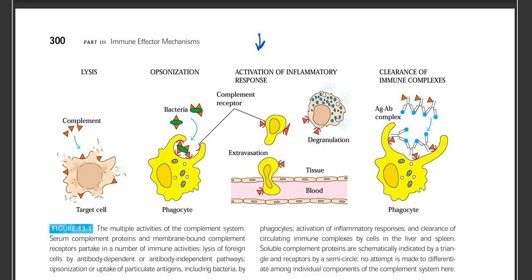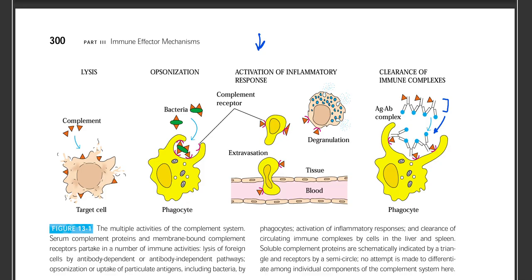So to avoid autoimmune disorder, the immune complexes have to be removed. The removal of immune complexes is facilitated by the complement proteins. So the clearance of immune complexes is important. Here is the antigen antibody complex, which is opsonized by the complement proteins and finally engulfed by the phagocytes.